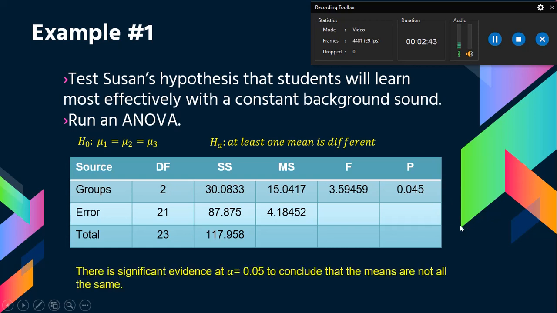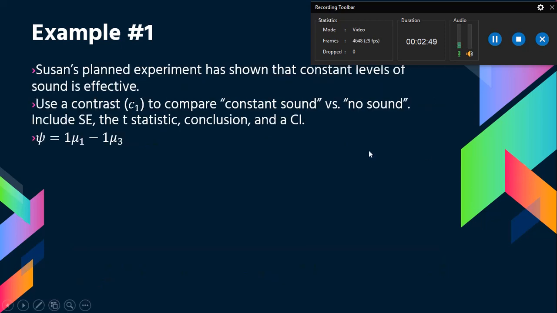So let me write a conclusion at that point. Now that Susan's test has shown that constant levels of sound is an effective studying technique, we would have set up contrast prior to this. So when Susan designed her study, she already hypothesized that a constant level of sound would be effective. So she would have designed at least one contrast or multiple contrasts to test her theory about the means.